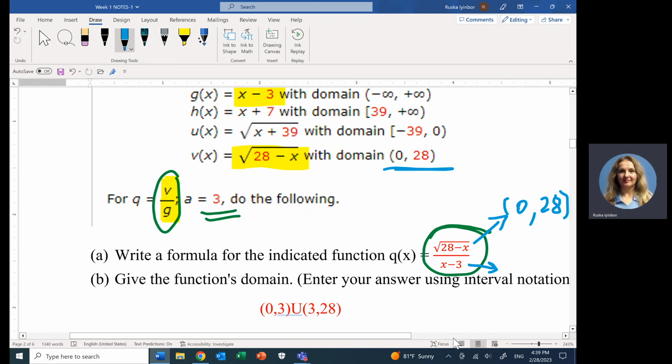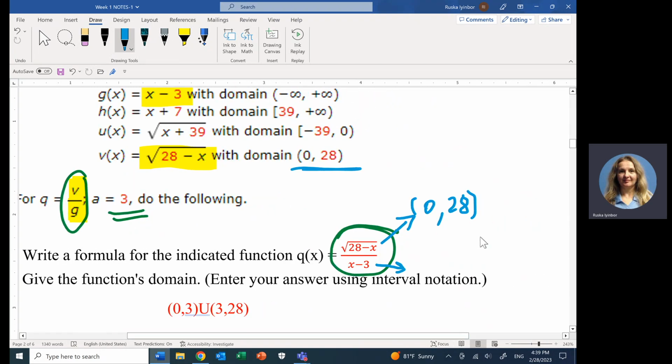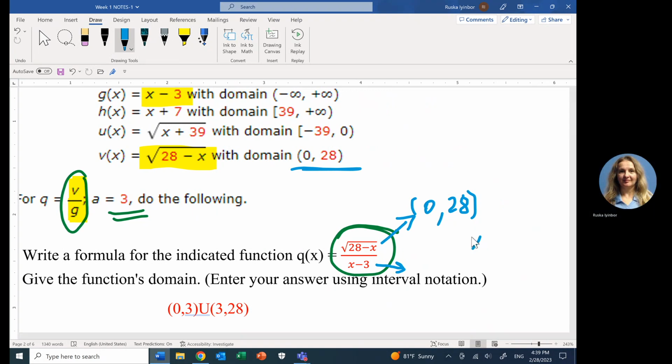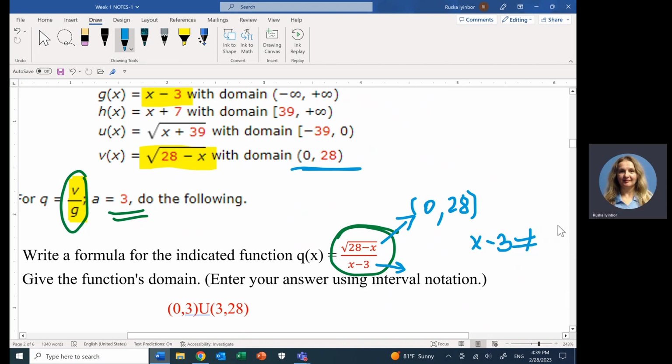And you do that the way we did it in algebra. You take the bottom and solve it equals 0. So we're solving x minus 3, the bottom of the new function we get. x minus 3 is not equal to 0. And then how do you solve that? You add 3 to both sides, so you get x is not equal to 3.